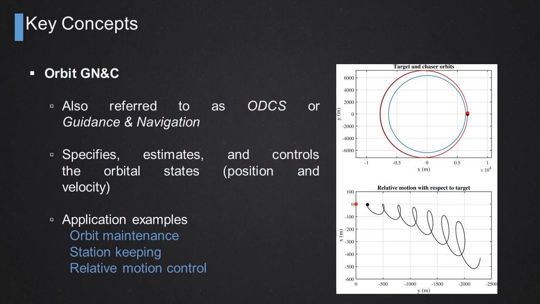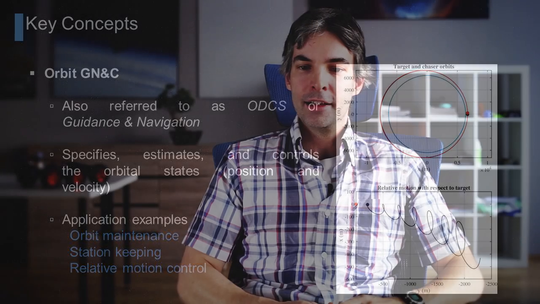On the other hand, you may need an onboard orbit guidance, navigation, and control system, also referred to as the Orbit Determination and Control System, or ODCS for short, also sometimes referred to as simply the guidance and navigation system. Similarly to its attitude counterpart, the orbit GN&C is responsible for specifying, estimating, and controlling the orbital states of the spacecraft. The orbital states here refer to the inertial position and velocity, or the relative position and velocity in a rendezvous and docking scenario, or simply the orbital elements.